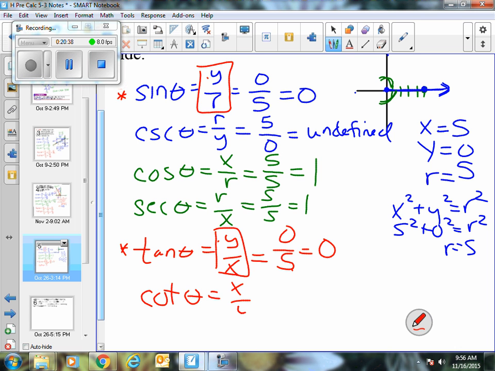Cotangent, when you flip, we have the same problem that when we flip sine. You end up with a 0 in the bottom, which is undefined. So just got to be careful there when we look at those. So domain won't always be all reals, but you can definitely still have angles on the axes.